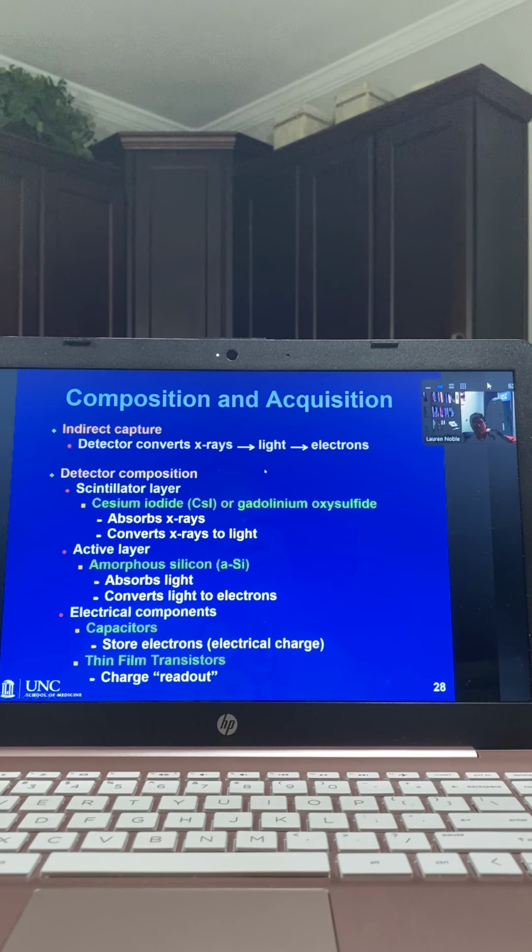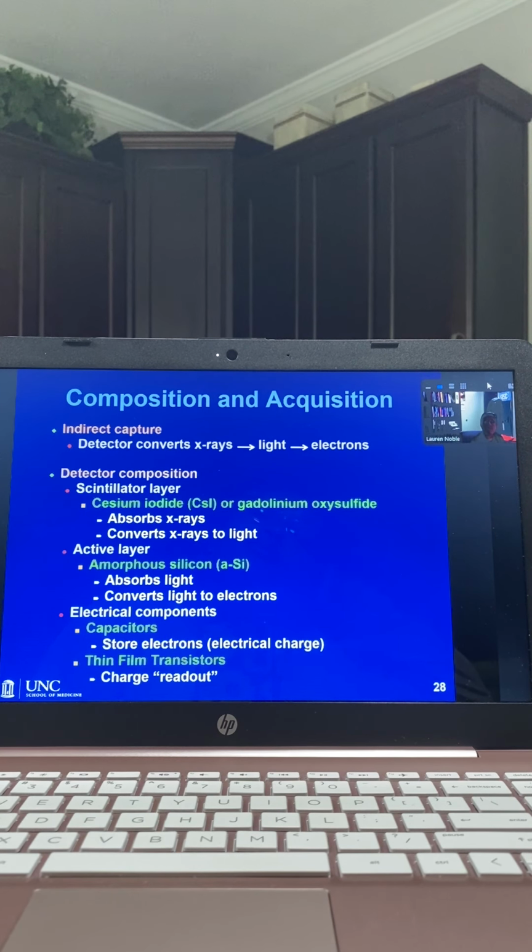And in terms of the composition, we have an extra layer on this type of detector. We have a layer that is referred to as a scintillator layer. The scintillator layer is going to be made of one of two things. It's either going to be cesium iodide, and you abbreviate cesium iodide like this, and you do need to be able to recognize the abbreviation for it. And it could also be composed of gadolinium oxysulfide. So it's either CSI or gadolinium oxysulfide. Okay.